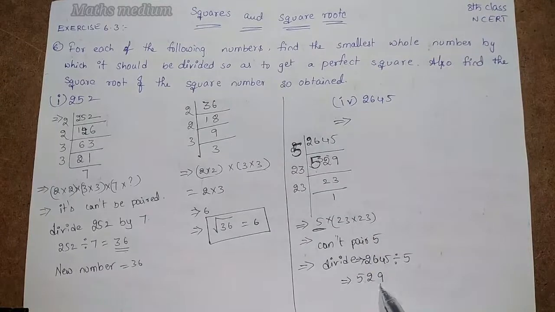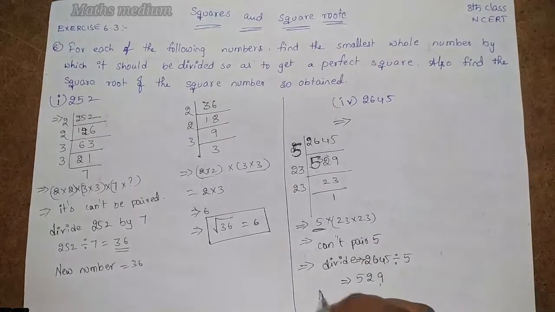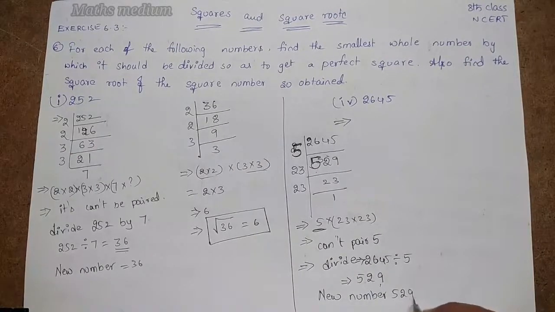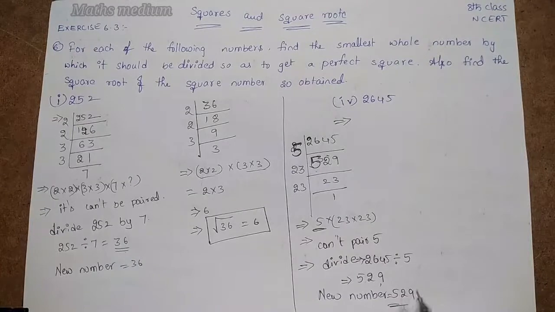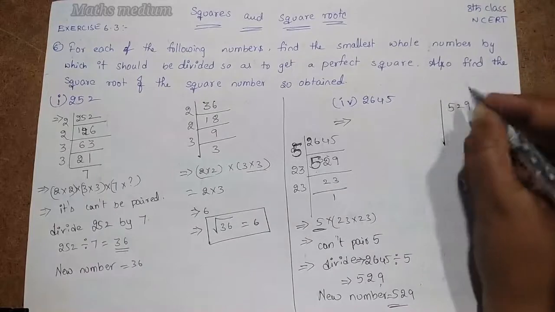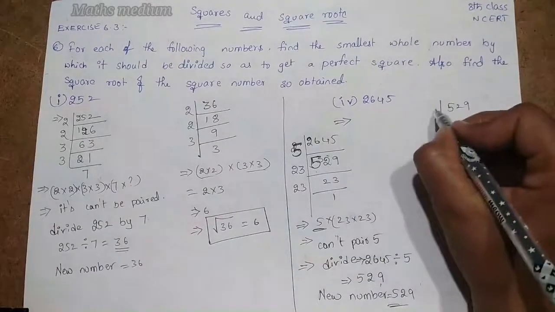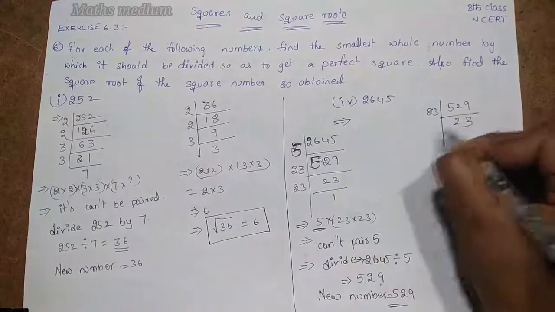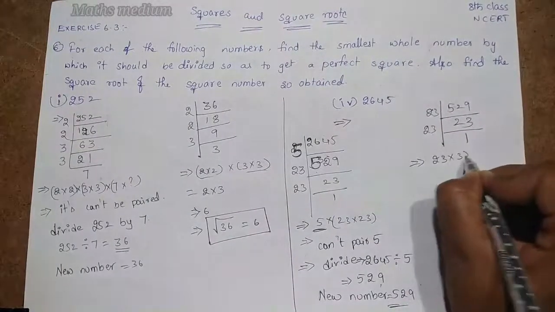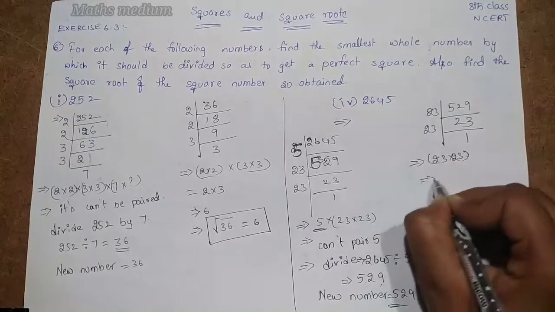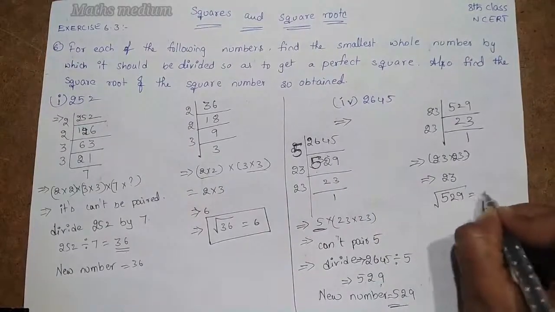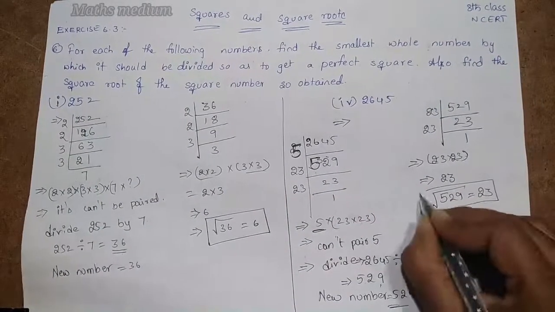So this is the new number, 529. Now let's make prime factorization for 529. So 529 divided by 23 is 23, again by 23 it gets 1. So 23 into 23 makes a perfect pair. So take one number from the pair. Root over 529 is equal to 23. So this is the answer for this question.